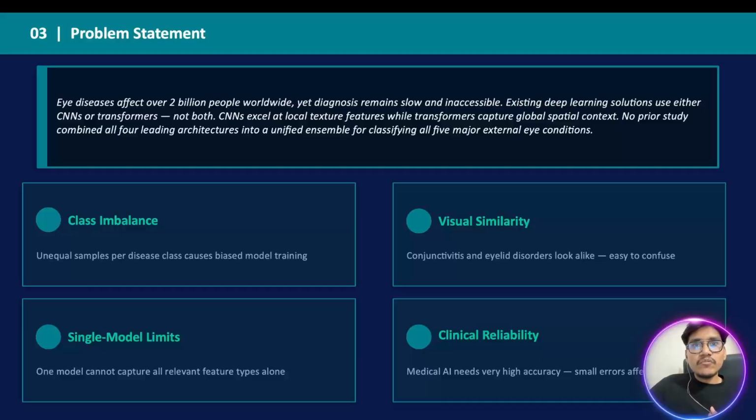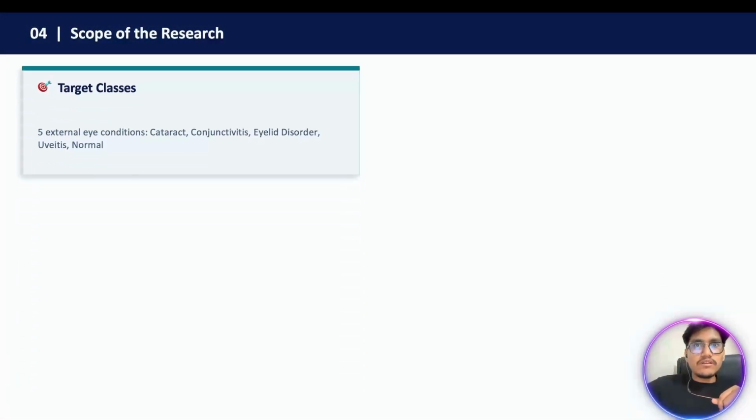And then we will talk about the scope, exactly what this study covers and what it does. Like, let's say, target classes. The study focuses on 5 specific external eye conditions. I already said cataract, conjunctivitis, eyelid disorder, uveitis, and then normal. These are all conditions that are visible in a photograph of an eye's external surface. No internal imaging equipment like an MRI or retinal scan is required.